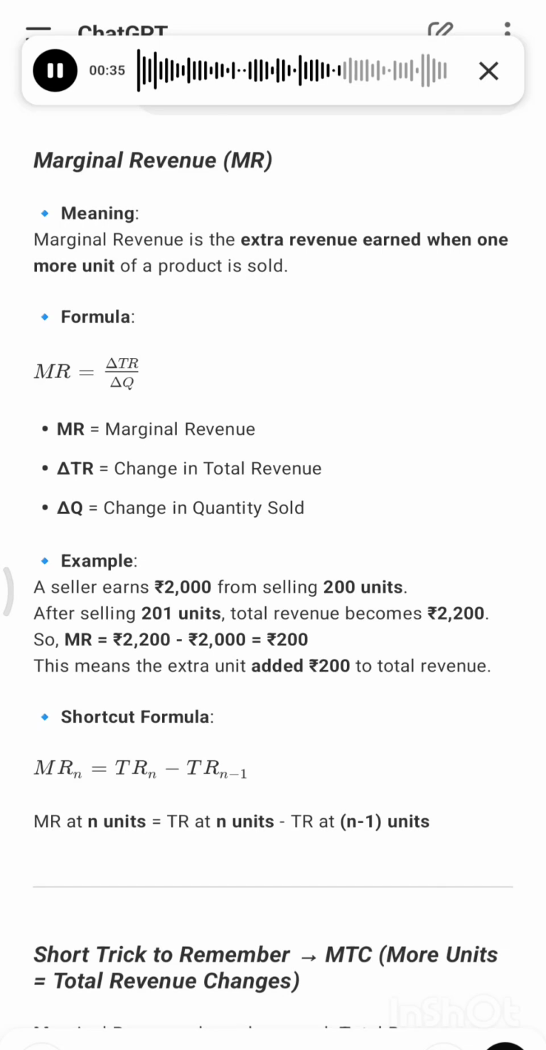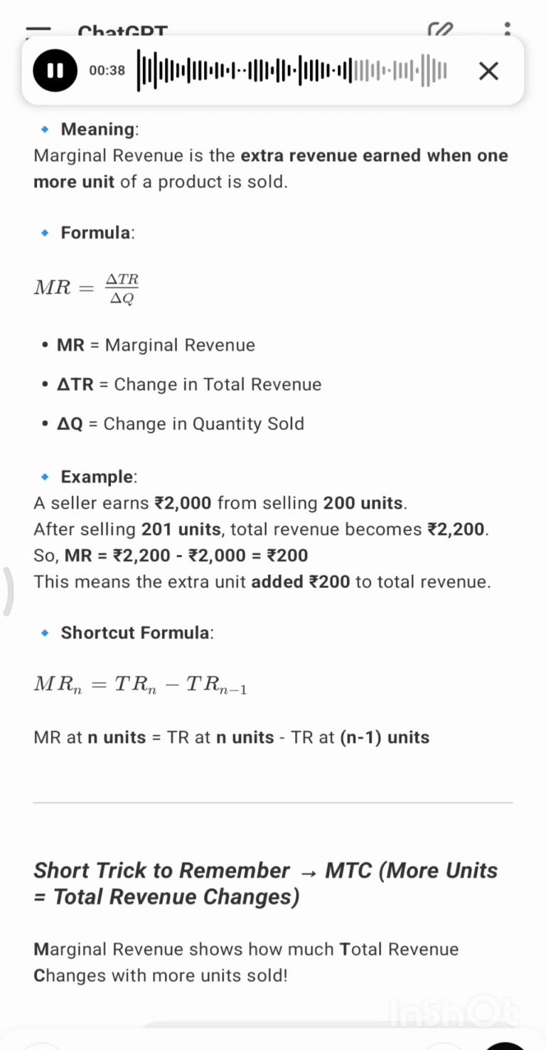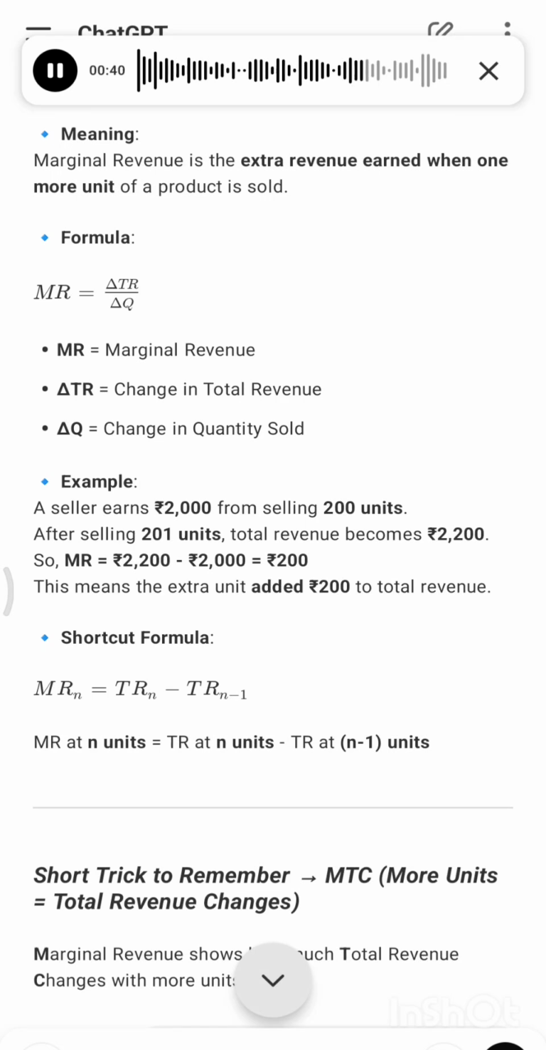Shortcut formula: MR at n equals TR at n minus TR at n minus 1. This means MR at n units equals TR at n units minus TR at n minus 1 units. Short trick to remember: MTC, more units, total revenue changes. M, marginal revenue shows how much T, total revenue, C, changes with more units sold.